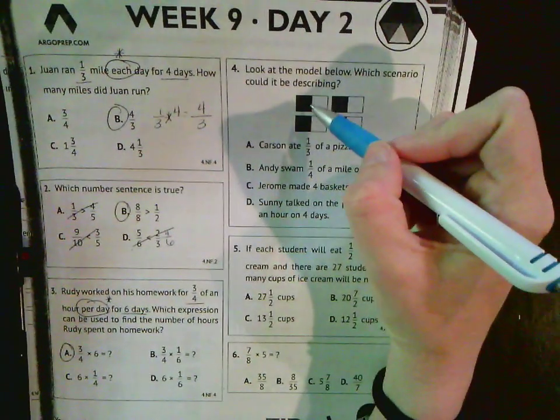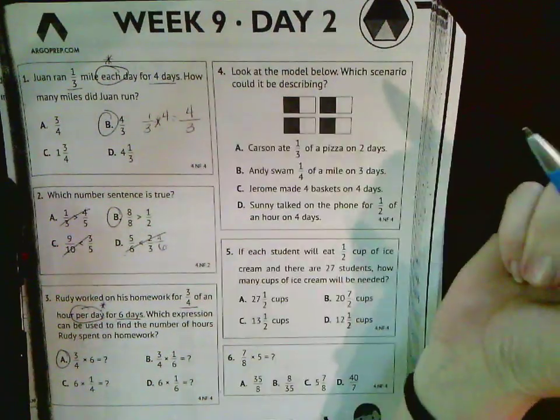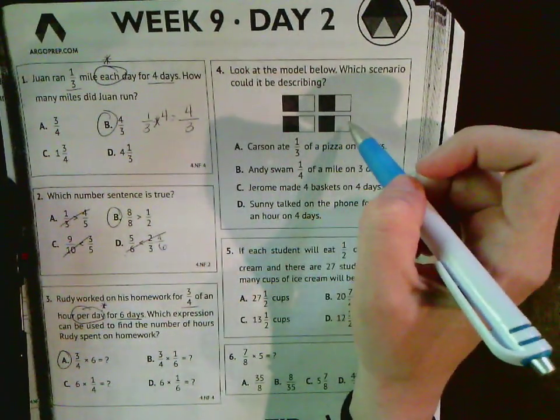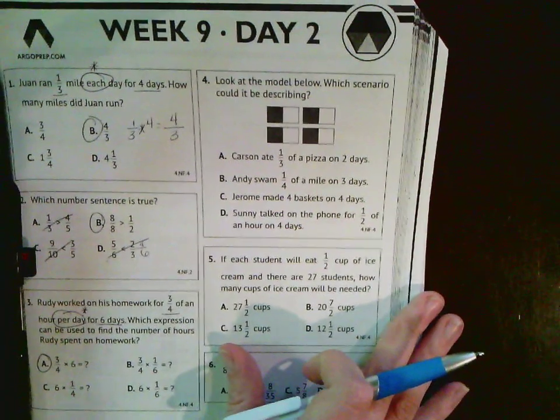Okay. Number 4, look at the model below. Which scenario could it be describing? So it looks like I've got half of each of these, and there's 4 of them. So I need something with a half and 4.